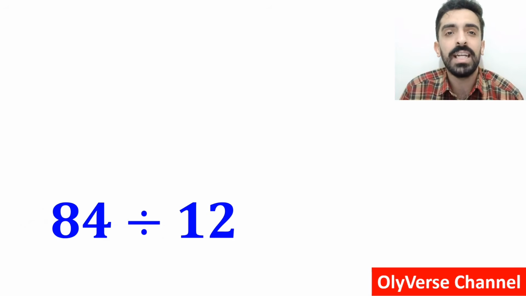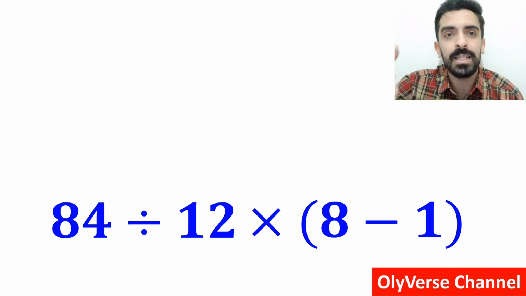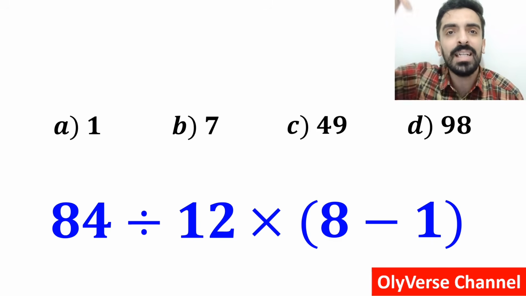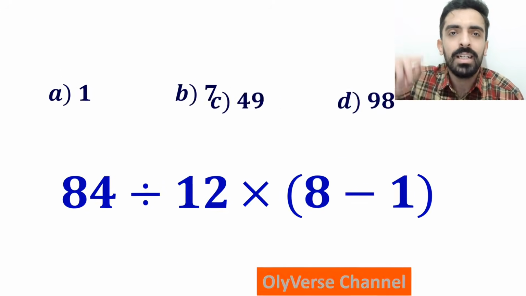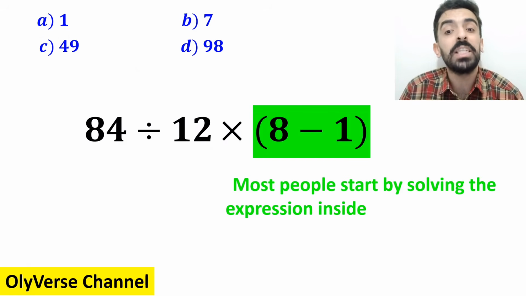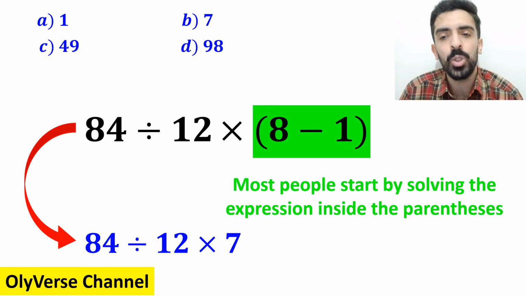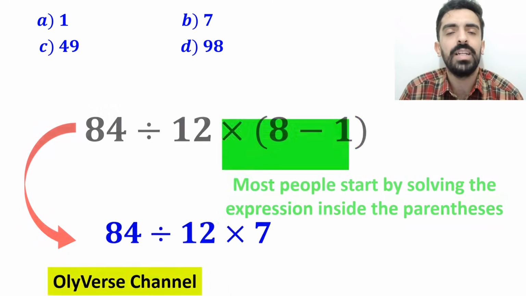What is the value of the expression 84 divided by 12 multiplied by (8 minus 1)? Which option do you think is the correct answer to this question? Let's take a closer look and solve it together. In the first step, most people start by solving the expression inside the parentheses and replace it with 84 divided by 12 multiplied by 7.